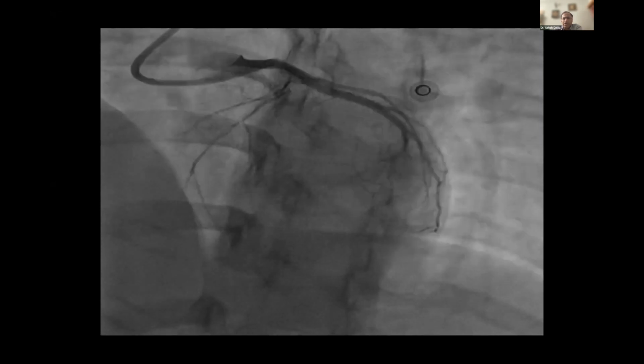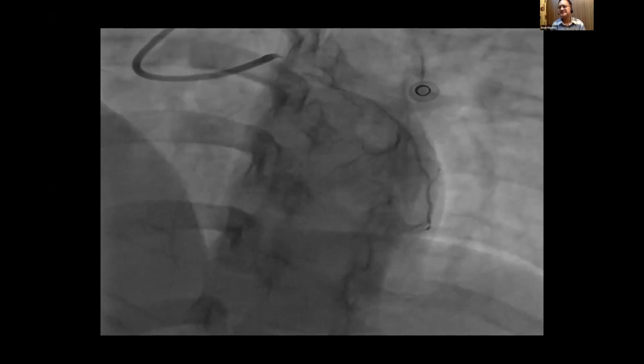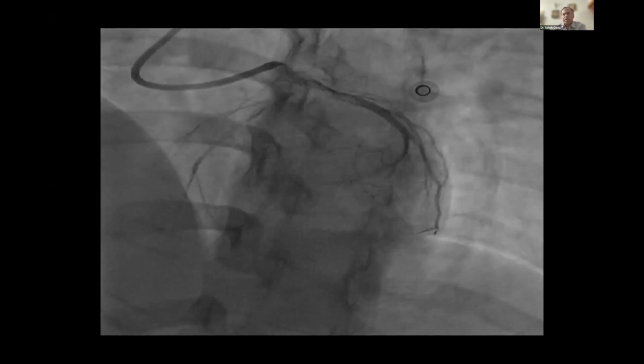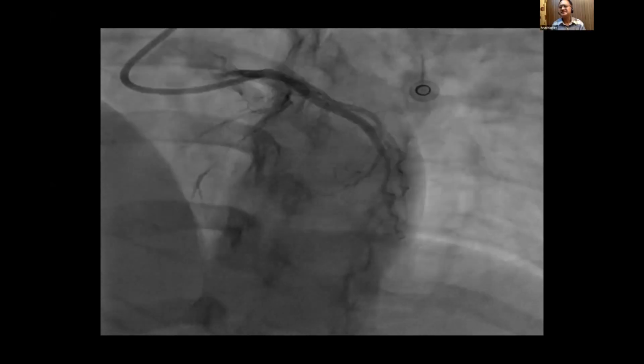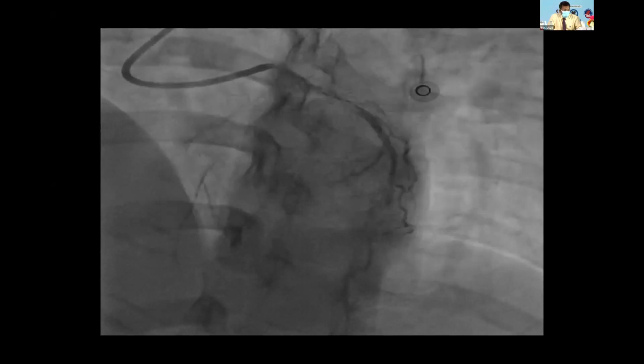Otherwise, this is not STEMI. This is acute coronary syndrome with non-ST elevation. Whatever, this is single vessel disease, and we should try to cross.